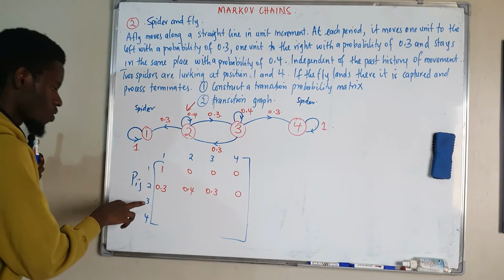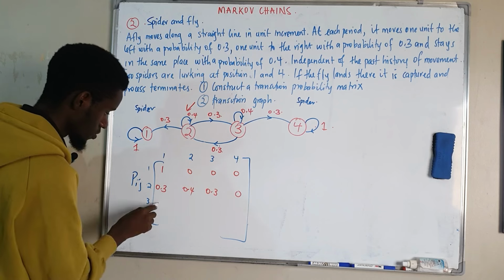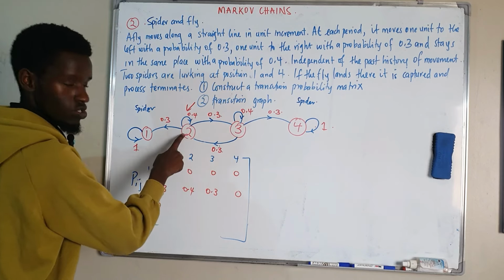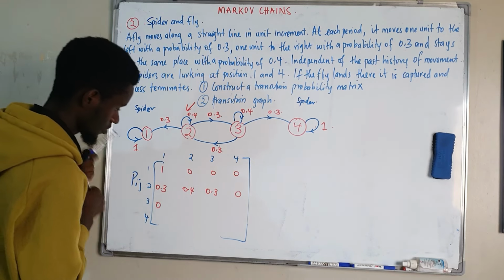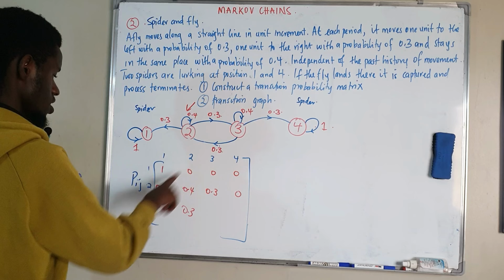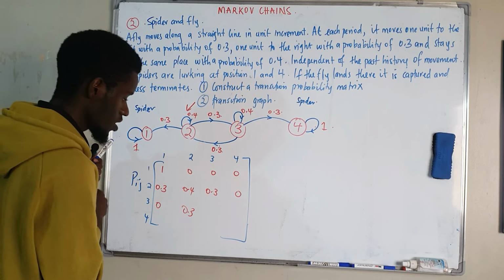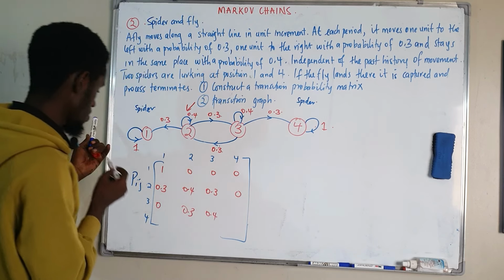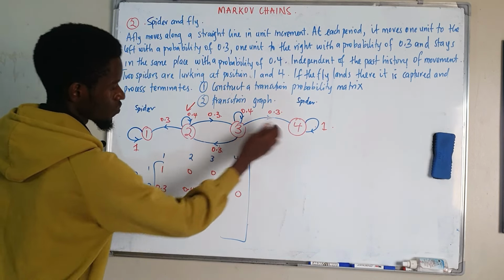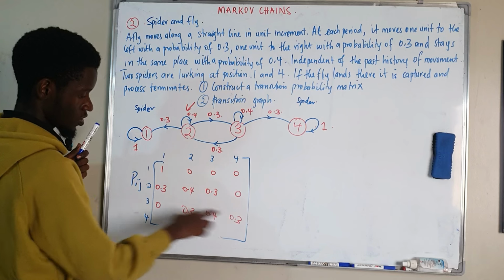And then now I'm going to transit from 3 to 1. There's no route that takes me to 1 directly. Therefore, the probability is going to be 0. Then from 3 going back to 2, it's going to be 0.3. Then 3 to 3, me staying at 3, is going to be 0.4. And then the last one, 3 to 4, is going to be 0.3, because I can move from 3 to 4 with 0.3. If I add the whole row, it has to add up to 1: 0.3 plus 0.4 plus 0.3 is 1.